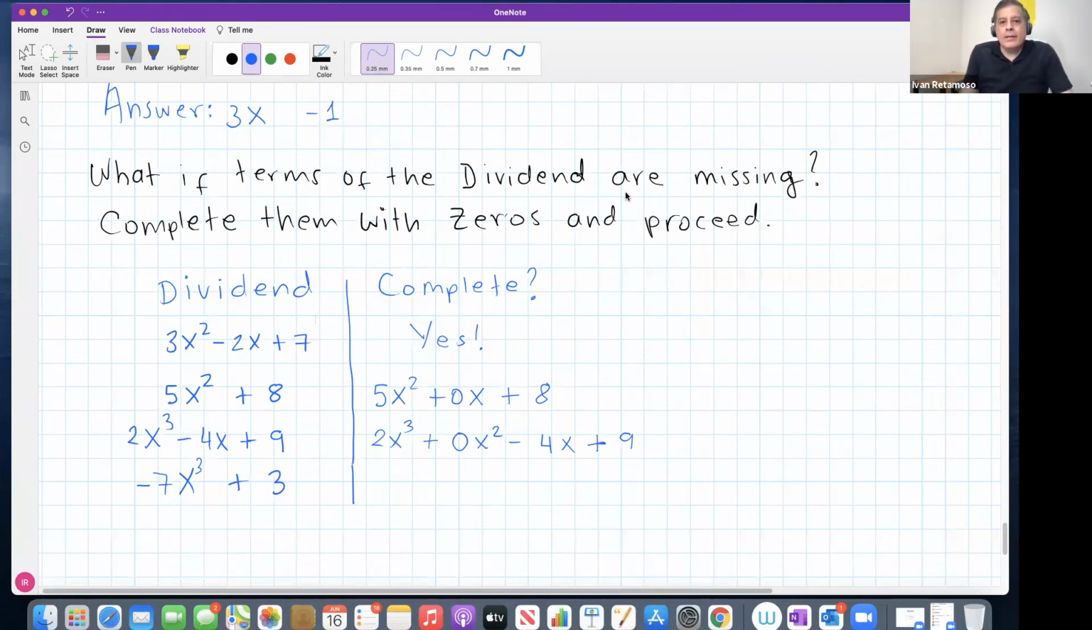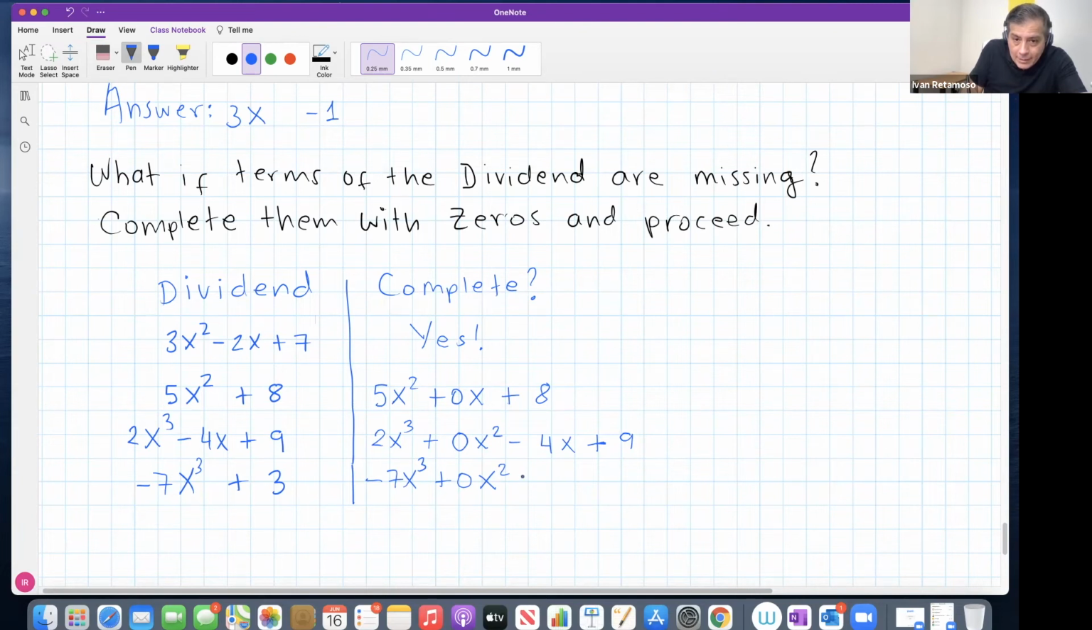Very good, Can. Very good, Jack. Can is writing on the chat, missing x term and also missing x squared term, right? Excellent, guys. I think you got it. So in this case, the situation is even worse. But no matter what is missing, what is important is that you complete it before you go ahead with the synthetic division, right? Because otherwise it's not going to work.